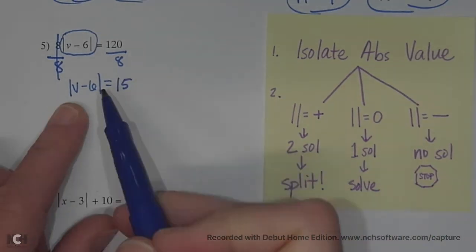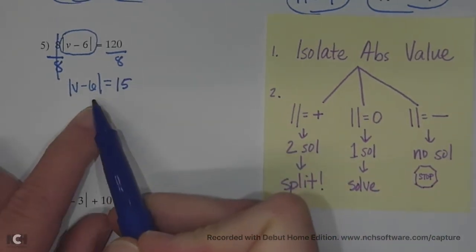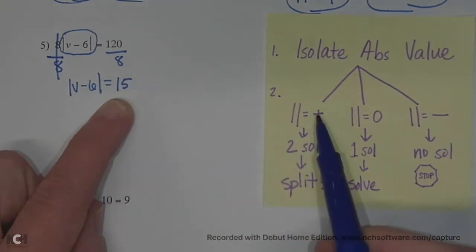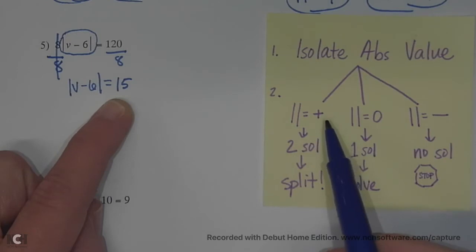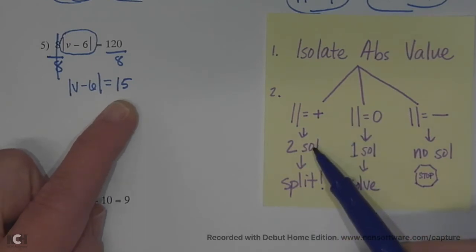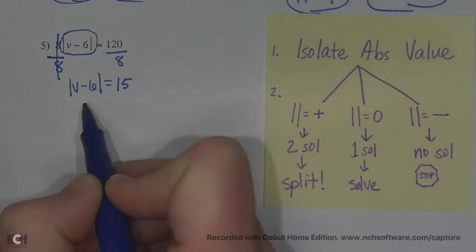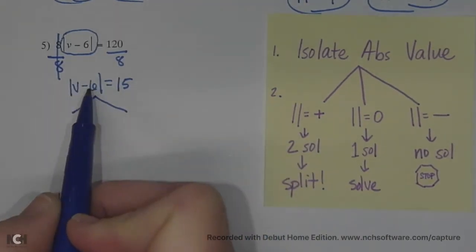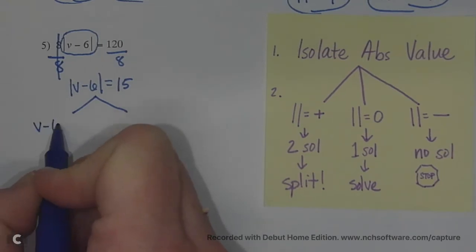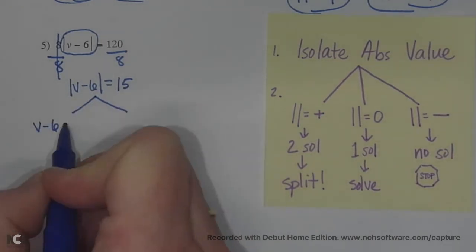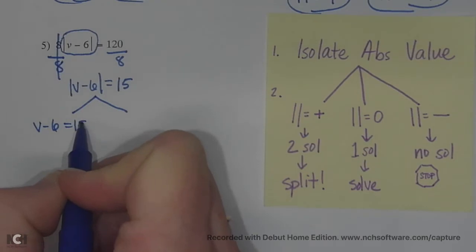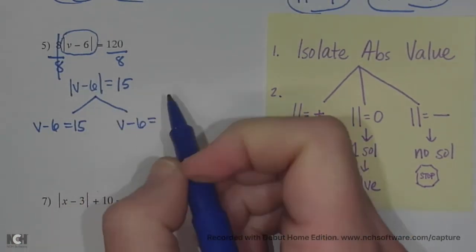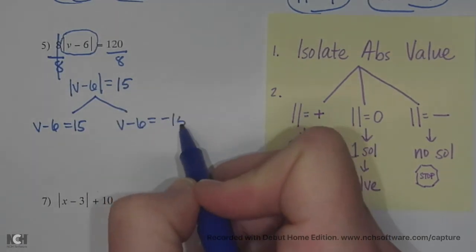Okay, so now is the absolute value part isolated? Yeah, it is. What's on the right-hand side? We have a positive number, so it looks like we need to go with this option here. A positive number means you're going to have two solutions, so we better do that split. Let's go ahead and split now. So for the split, you're going to take whatever's inside here, in this case v minus 6. You do not need the bars anymore. And you set it equal to 15, just like it has up there. For the other side of the split, you take that same v minus 6. And this time we're going to set it equal to negative 15.